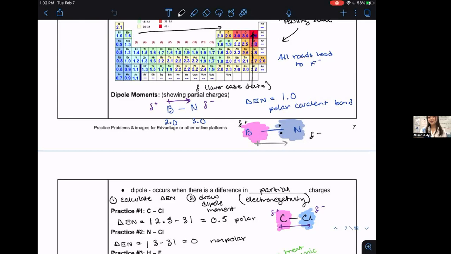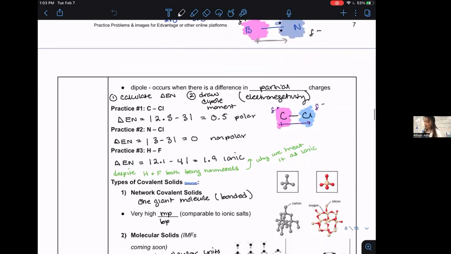This is also why we call hydrogen plus a halogen an ionic compound. Despite it being two non-metals, which would typically be shared electrons, it is so polar that it is ionic. It's a full transfer.